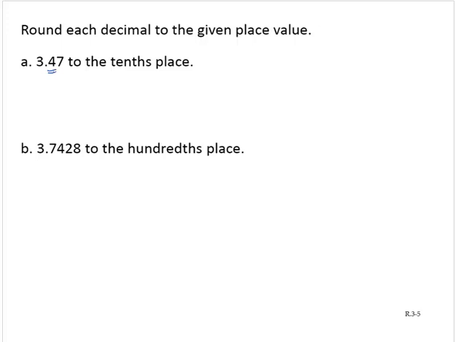Look at the number immediately to its right. So let's circle the number to its right. If it is a 5, 6, 7, 8, or 9, what we do is increase the tenths, increase the place by 1, drop all digits to its right.